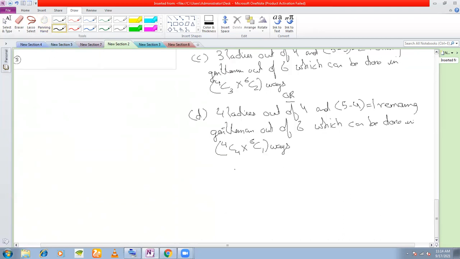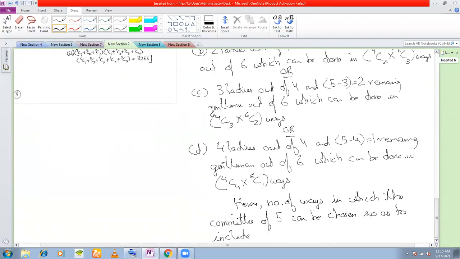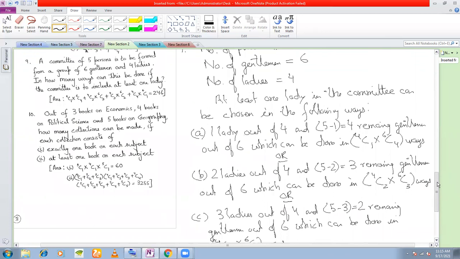Hence, the number of ways in which the committee of 5 can be chosen so as to include at least 1 lady. That was the question.